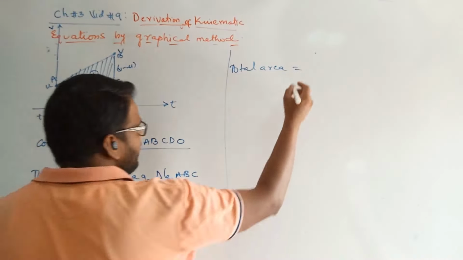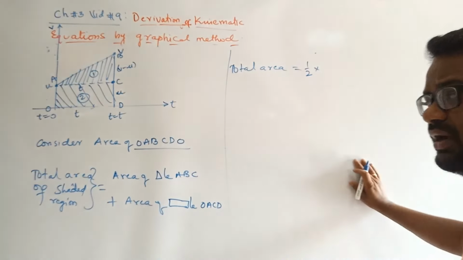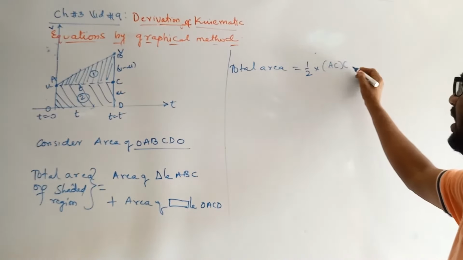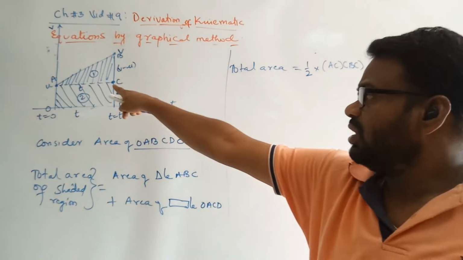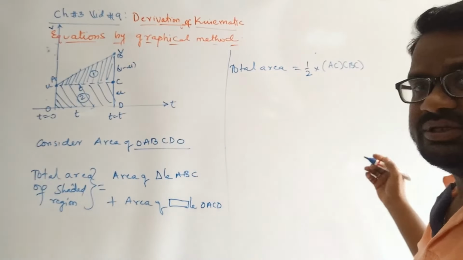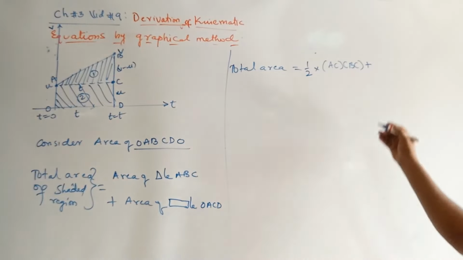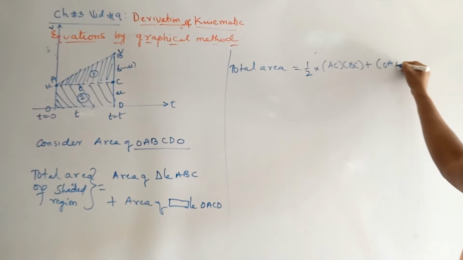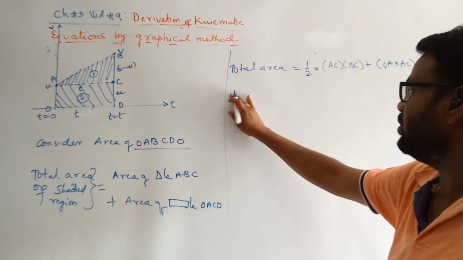What is the area of a triangle? It is half into base into height. If you remember the formula for a right angle triangle, it is half into base into height. Here the base is AC and the height is BC. Plus, what is the area of a rectangle? Length into breadth. Here, length can be taken as OA, and breadth is AC.